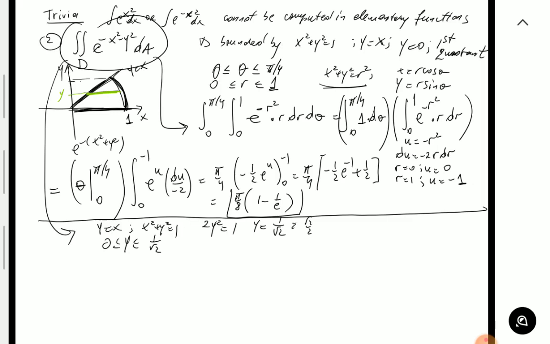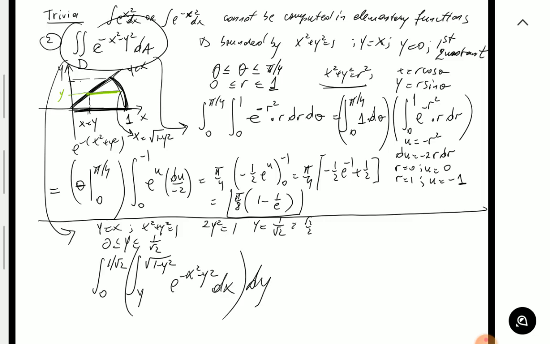Then we're going to have to write the bounds for x in terms of y. The lower bound for x is just y, obviously, and then the upper bound comes from the equation of the circle, which is square root of 1 minus y squared. So once again, in Cartesian coordinates, the same integral will be from 0 to 1 over root 2, then from y to square root of 1 minus y squared, e to the minus x squared minus y squared, and then dx, that's the innermost integral, and dy.